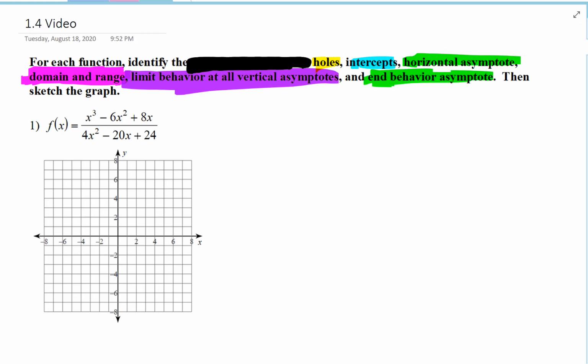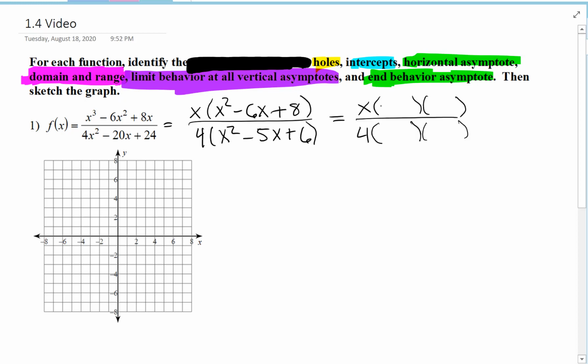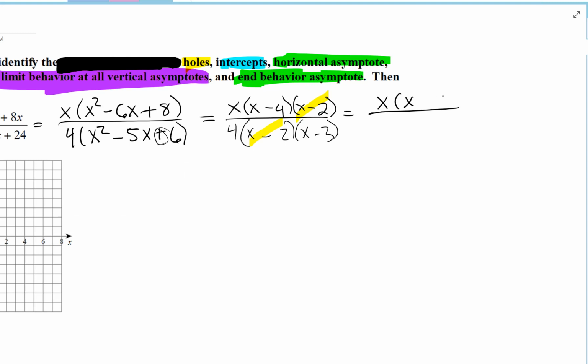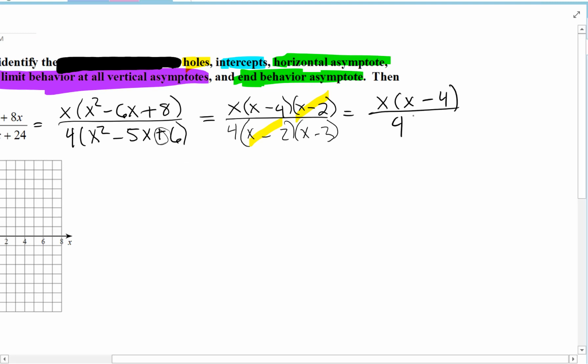First, I'm going to start off by factoring, by trying to reduce this. Okay, this factors, you have a GCF of x squared in the top, and then in the bottom you have a GCF of 4. That continues to factor. You have negative 4 and negative 2, both negative, to give you negative 6. For f of x, your reduced version is this right here.